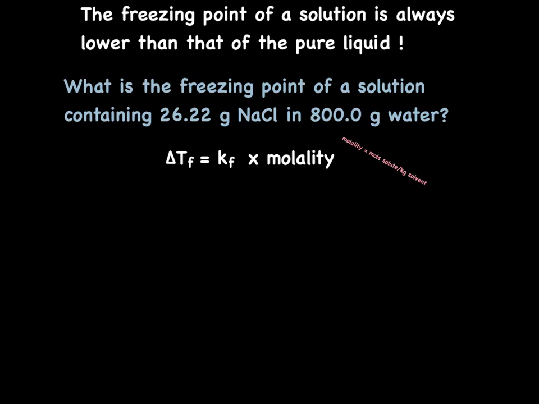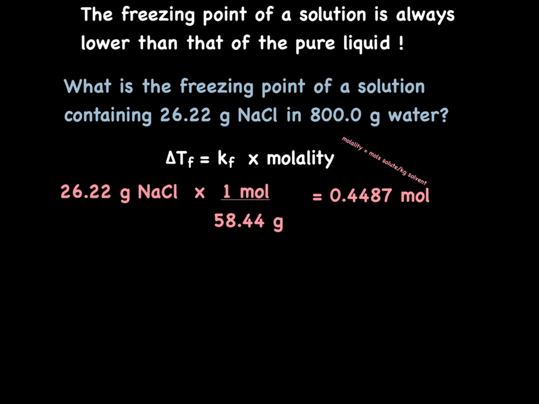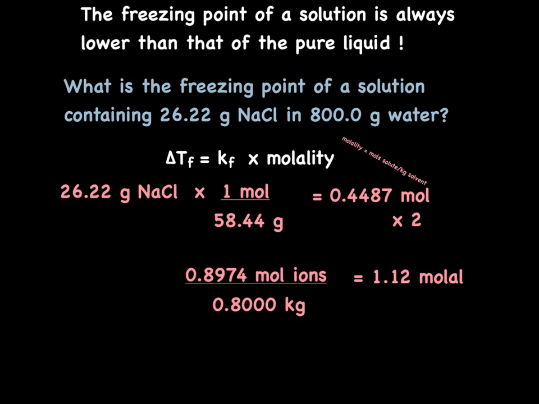Remember, molality is moles of solute per kilogram of solvent. Converting grams to moles, we get 0.4487 moles. We'll multiply that by 2 to account for the number of particles that form. And we'll divide that by our solvent. 800 grams of solvent is going to give us 0.8000 kilograms. That gives us 1.12 molal.